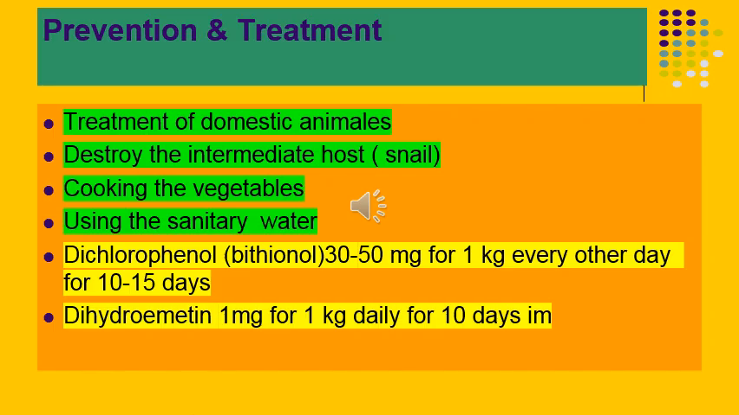For treatment, bithionol or dichlorophenol 30 to 50 milligram per 1 kg every other day for 10 to 15 days. Dehydroemetine 1 milligram per 1 kilogram daily for 10 days, but injected IM or intramuscular.